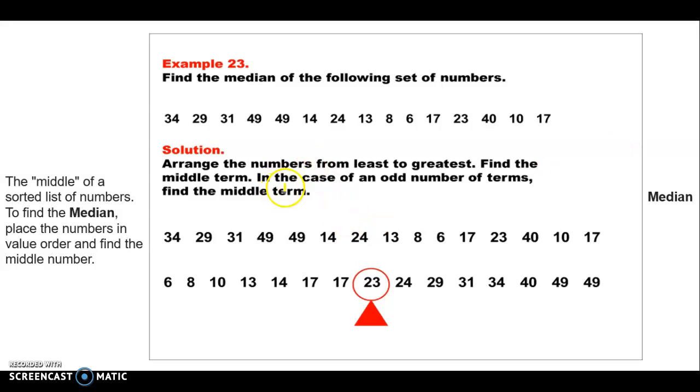Now we have the middle, which is defined as the median. For these, we have to arrange them from least to greatest, in value order. So we have 1, 2, 3, 4, 5, 6, 7. 1, 2, 3, 4, 5, 6, 7. So this is the median.